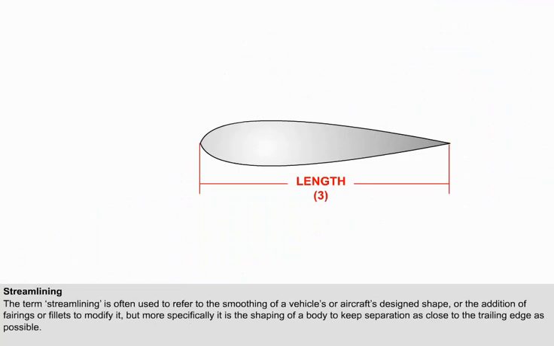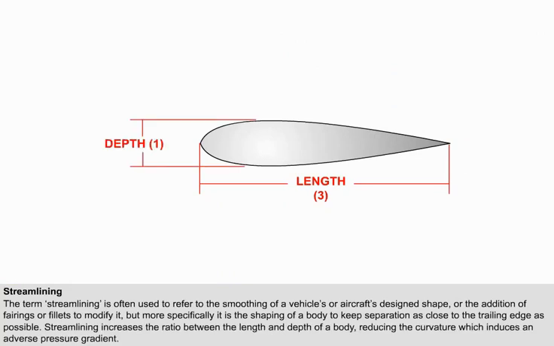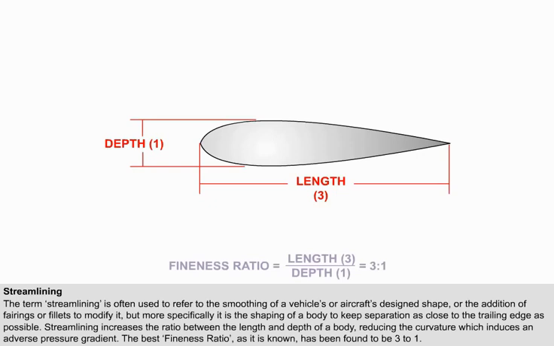The term streamlining is often used to refer to the smoothing of a vehicle's or aircraft's design shape, or the addition of fairings or fillets to modify it. But more specifically, it is the shaping of a body to keep separation as close to the trailing edge as possible. Streamlining increases the ratio between the length and depth of a body, reducing the curvature which induces an adverse pressure gradient. The best fineness ratio, as it is known, has been found to be 3:1.